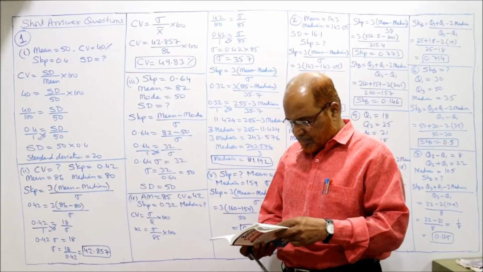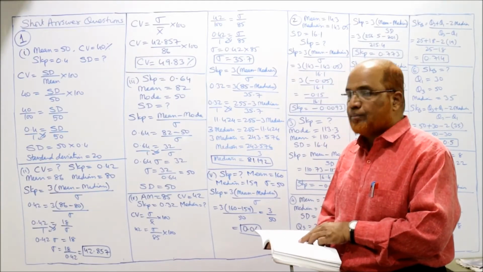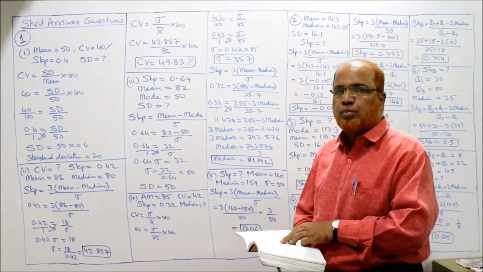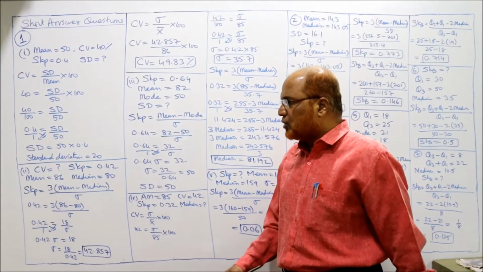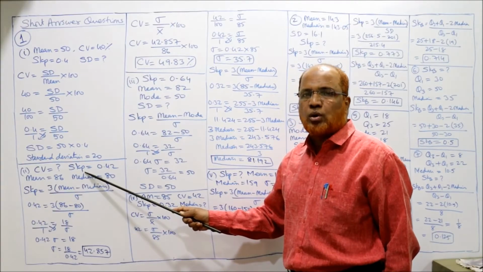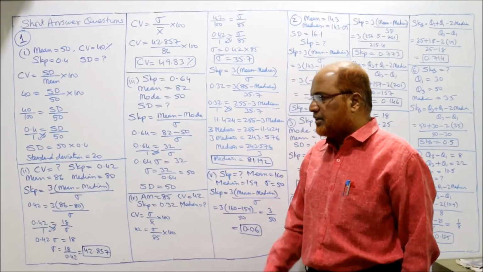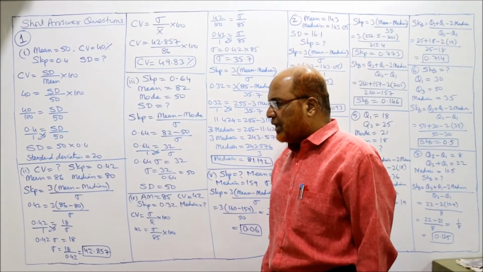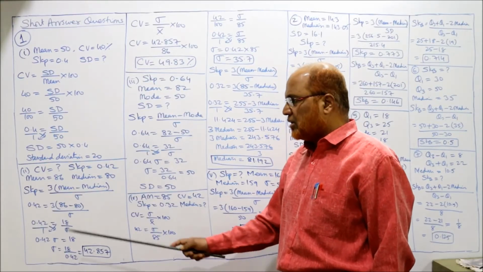Now second bit. From the data given below, calculate coefficient of variation. CV we have to find out. If Pearson's skewness SKP is 0.42, mean is 86, median is 80. So CV we have to find out. SKP, Karl Pearson's coefficient of skewness is given 0.42, mean is 86, median is 80. Now see here, by using the SKP formula, we can calculate the standard deviation.